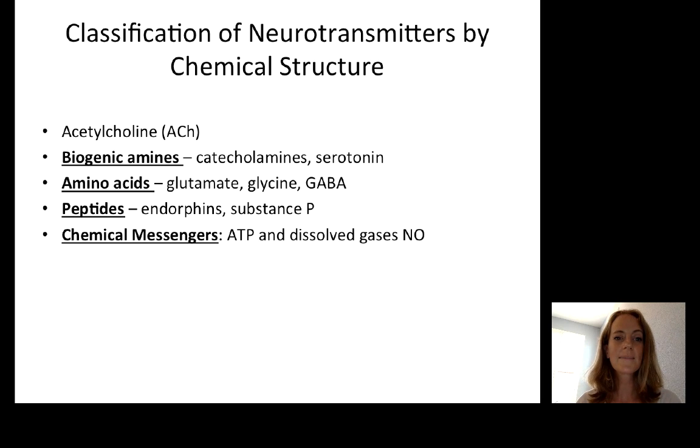So acetylcholine, kind of on its own. Biogenic amines will include the catecholamines and serotonin. Amino acid-based neurotransmitters will be glutamate. There's also glycine and GABA. Peptide-based will be endorphins and substance P. Chemical messengers can also act as neurotransmitters, and those can be ATP and nitric oxide. When these neurotransmitters become important for different pathways, we will let you know as we're studying various pathways throughout the rest of the course.